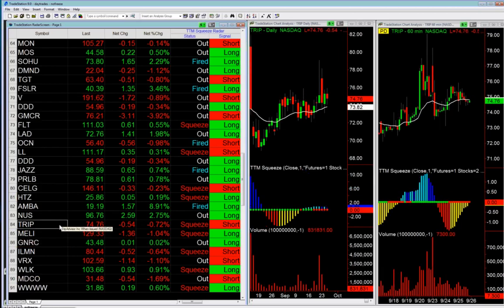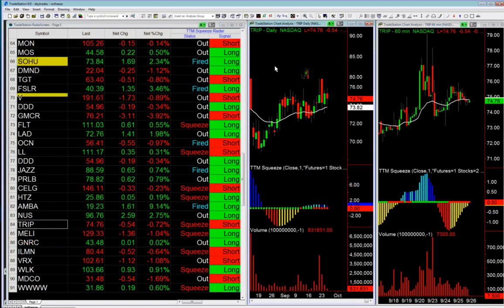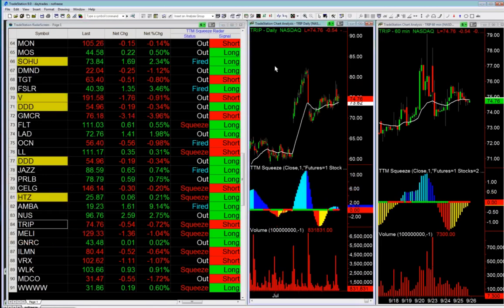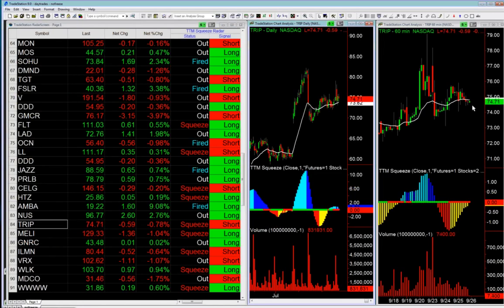All right, this is interesting. Now, I don't know if Trip has options, I'm assuming it does. So that's had some volatility here. We've got a daily squeeze setting up. We're above the 21, so that's actually fairly interesting there for a put spread.